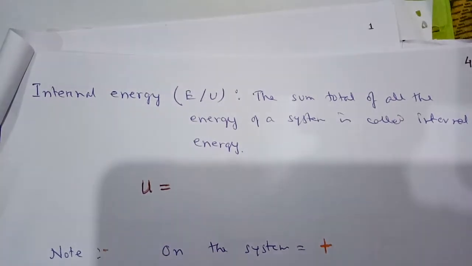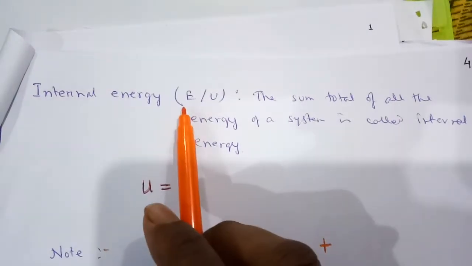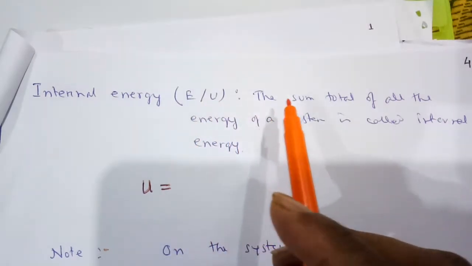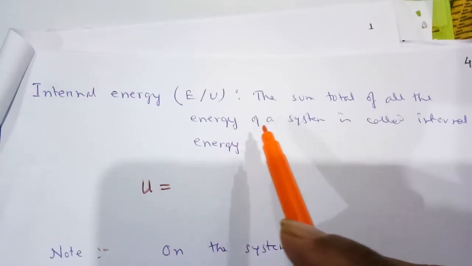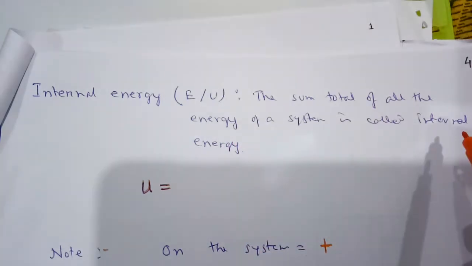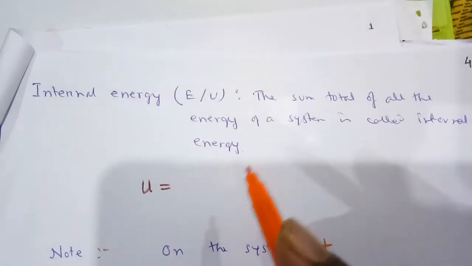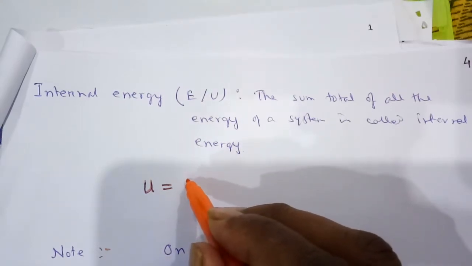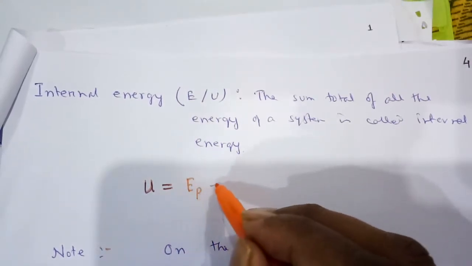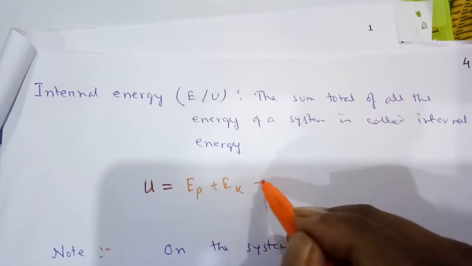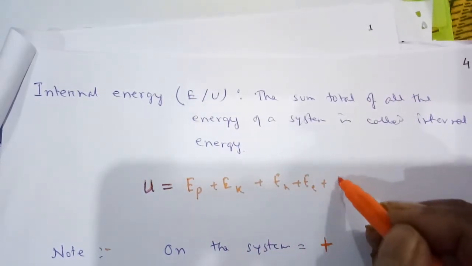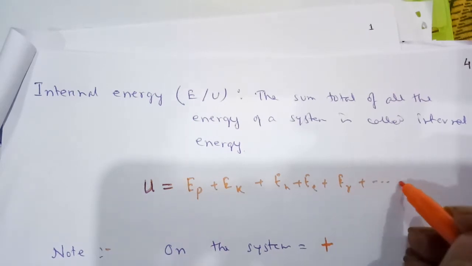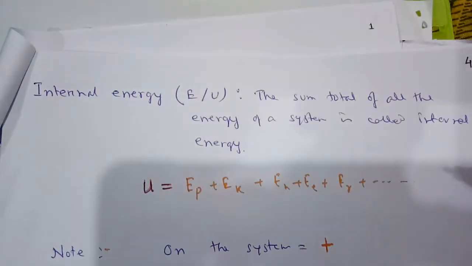Today we'll start internal energy. It is represented by E or U. The sum of the total of all the energies of a system is called internal energy. The sum of the energies, for example, potential energy, kinetic energy, nuclear energy, electronic energy, rotational energy, and so on. This kind of energies added together gives you the internal energy.